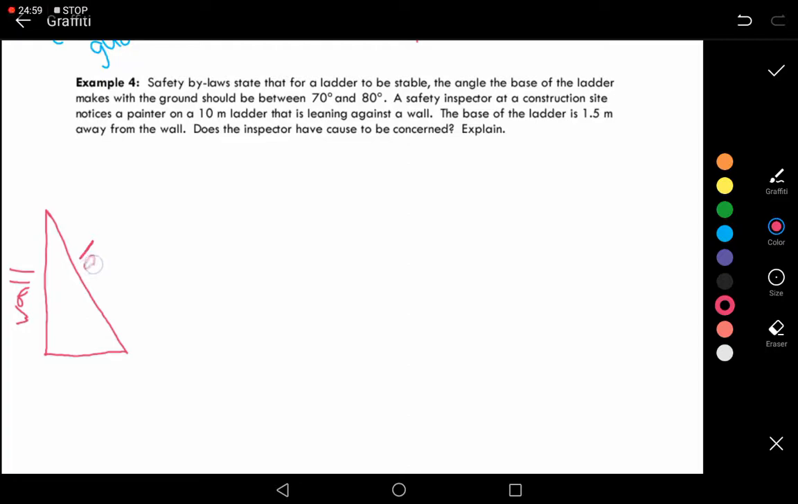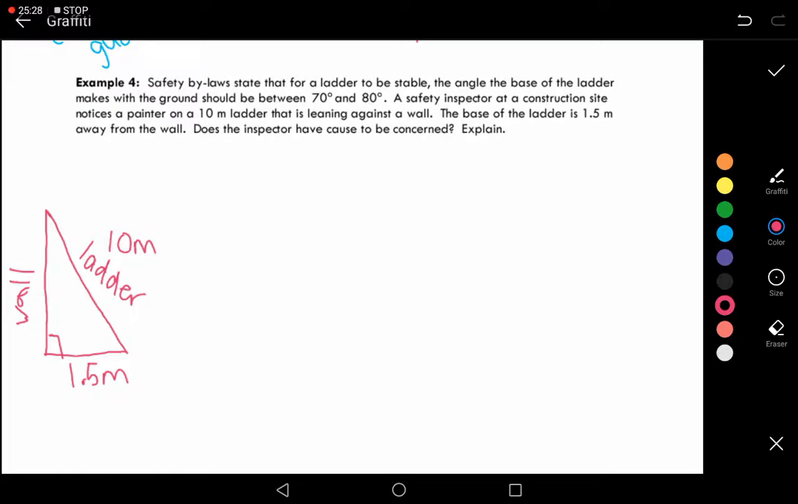Labeling this side my ladder. Okay, and the question tells us that that ladder is 10 meters high. Okay, obviously this wall would keep going. The wall wouldn't necessarily stop. And it also tells us that the base of the ladder is 1.5 meters from the wall. So the distance here is 1.5 meters. Okay, the floor and the wall will always make a right angle.